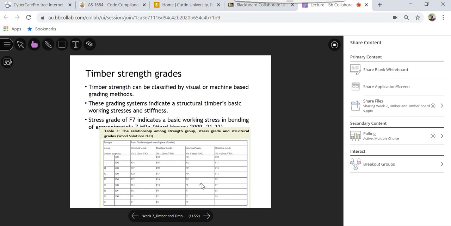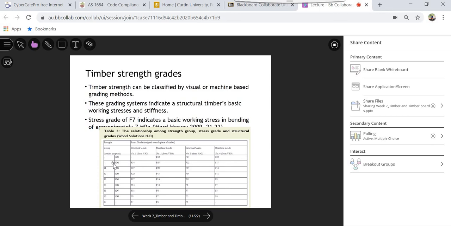One of the methods is visual grading. You see this table here, Table 3. If you consider this table, the stress grade is decided by two different parameters, structural grade as well as strength group. Strength group is dependent on the species. So for different species, we have different strength groups.